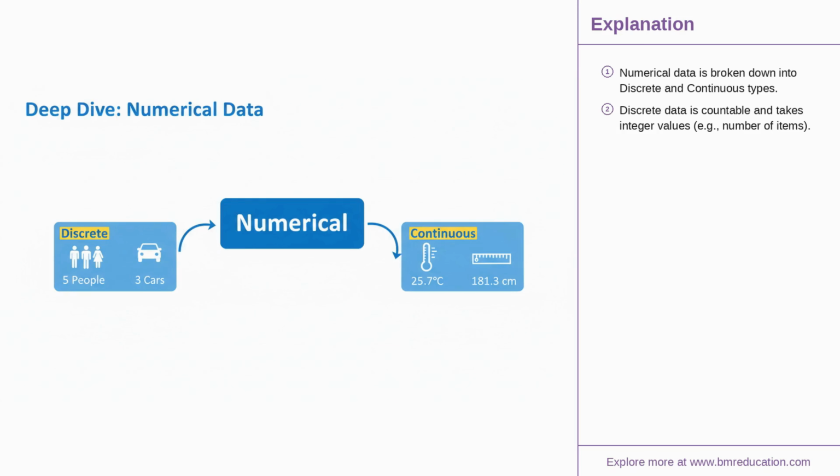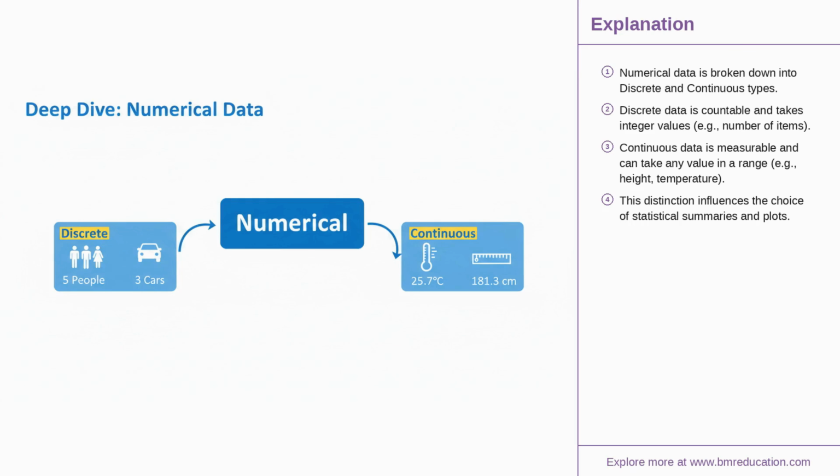Let's look closer at numerical data. It can be subdivided into two types. Discrete data consists of countable, whole numbers, like the number of rooms in a house. Continuous data, on the other hand, can take any value within a range, often measured, like the exact square footage of a property. Understanding this distinction helps us choose the right visualizations later on.